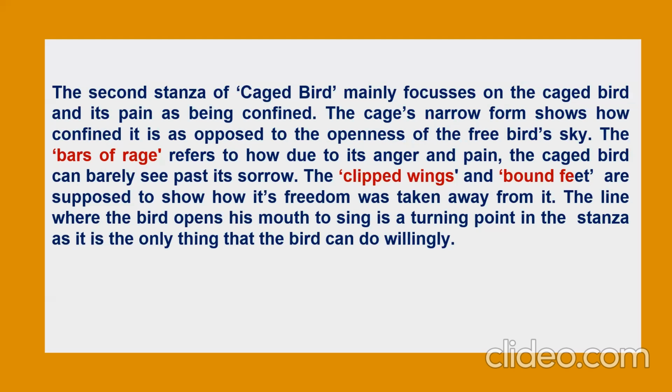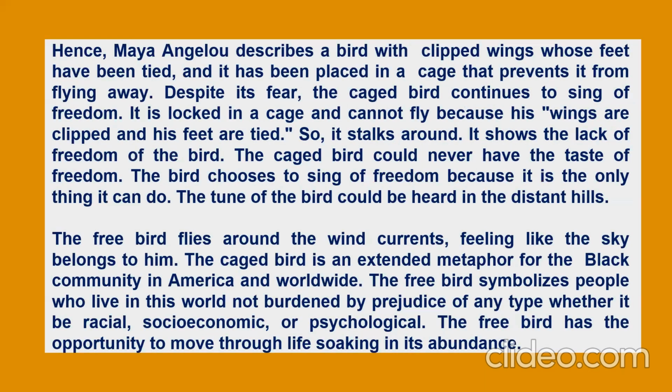The line where the bird opens his mouth to sing is a turning point in the stanza, as it is the only thing the bird can do willingly. So Maya Angelou describes a bird with clipped wings whose feet have been tied and who has been placed in a cage that prevents it from flying away. Despite its fear, the caged bird continues to sing of freedom. It is locked in a cage and cannot fly because its wings are clipped and its feet are tied. So it stalks around. It shows the lack of freedom of the bird.